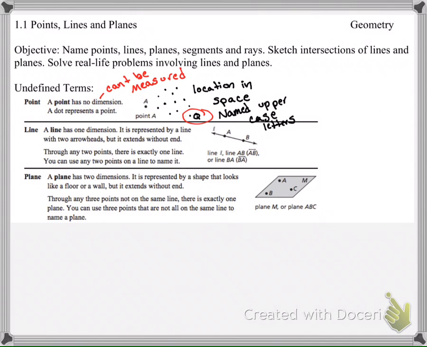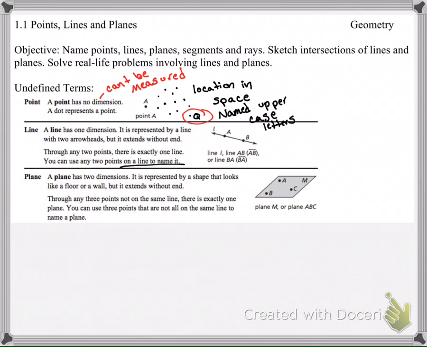Now a line. A line has one dimension, length. It is represented by a line with two arrowheads, but it exists without end. So this line right here, we show it ending here and here, but we put arrowheads at the end which show that that line goes on forever. So it technically doesn't end. It goes on forever in this direction, forever in that direction. But we just put arrows on the end to show it goes on forever without having to draw it forever. Okay?